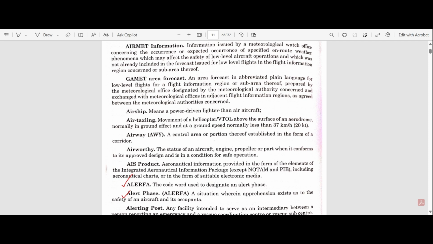Name in one word the situation where apprehension exists as to the safety of the passengers as well as the aircraft. ALERFA or alert phase, whatever may be the options.